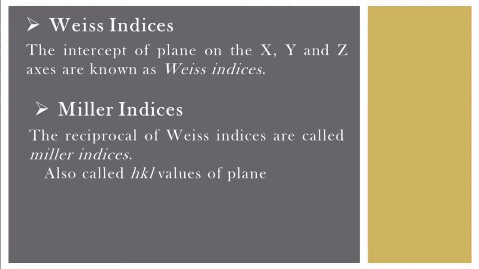Weiss indices. The intercepts of the plane on the x, y and z axes are known as Weiss indices. Miller indices. The reciprocals of Weiss indices are called Miller indices. Also, the Miller indices are called the HKL values of the plane, where H is the reciprocal of the intercept on the x-axis, K is the reciprocal of the y-axis, and L is the reciprocal of the z-axis value.